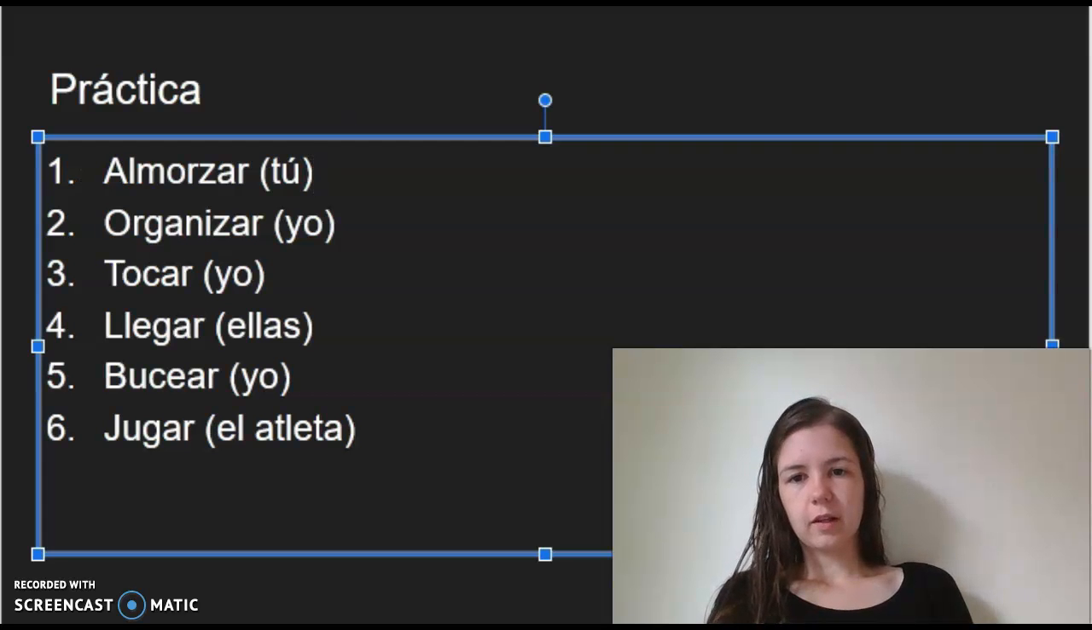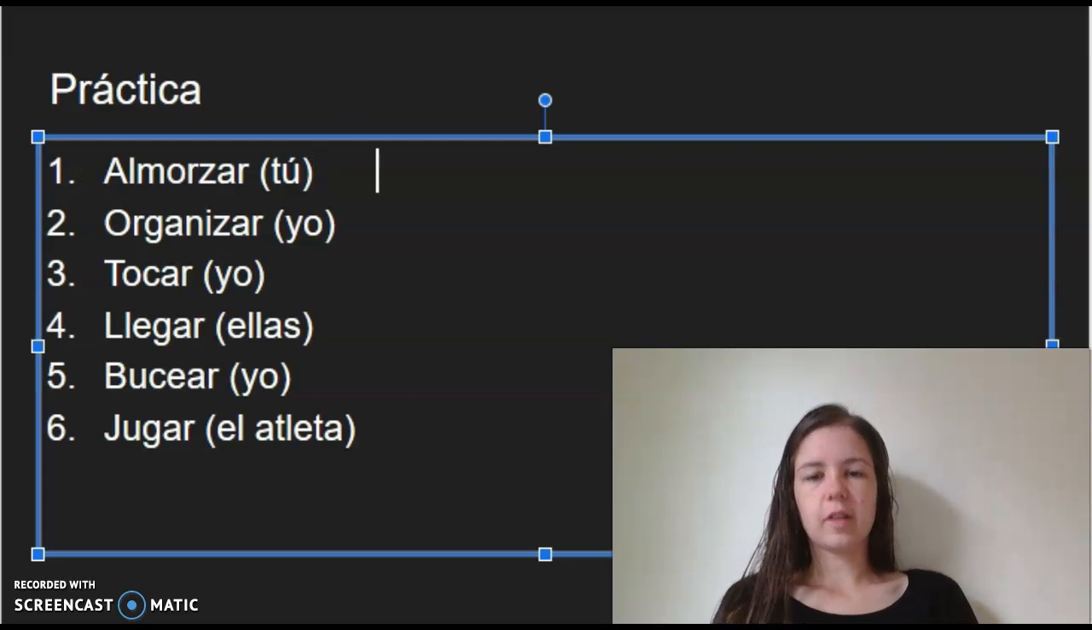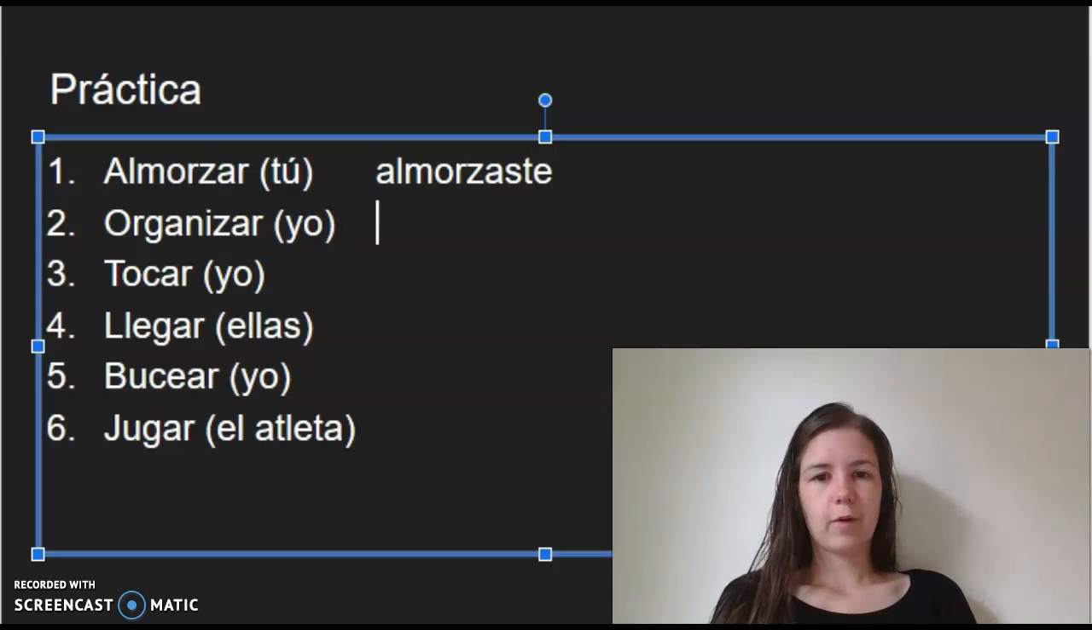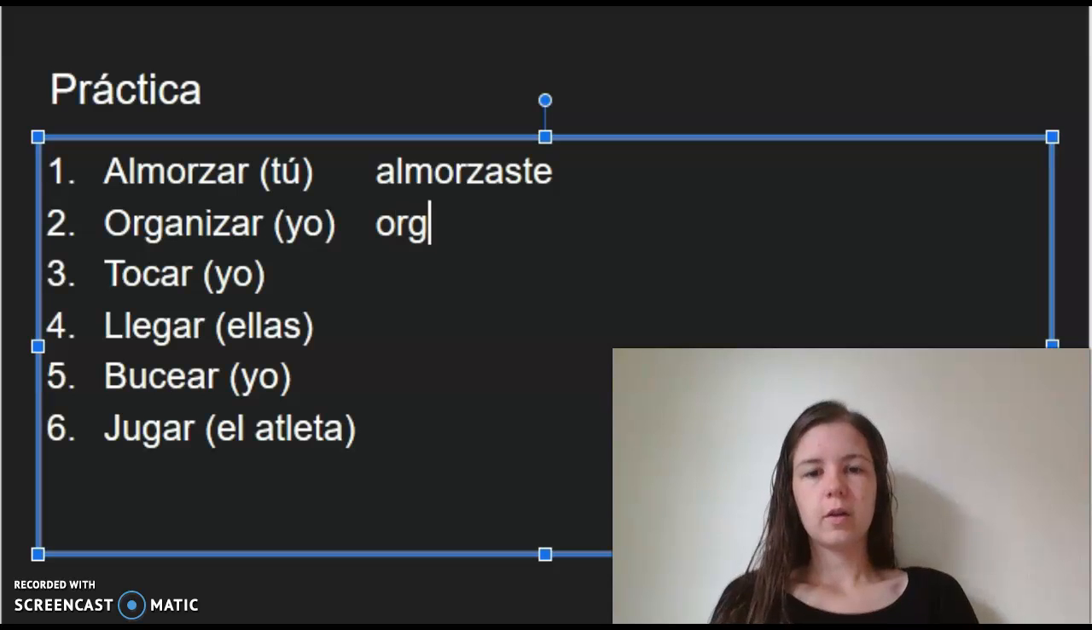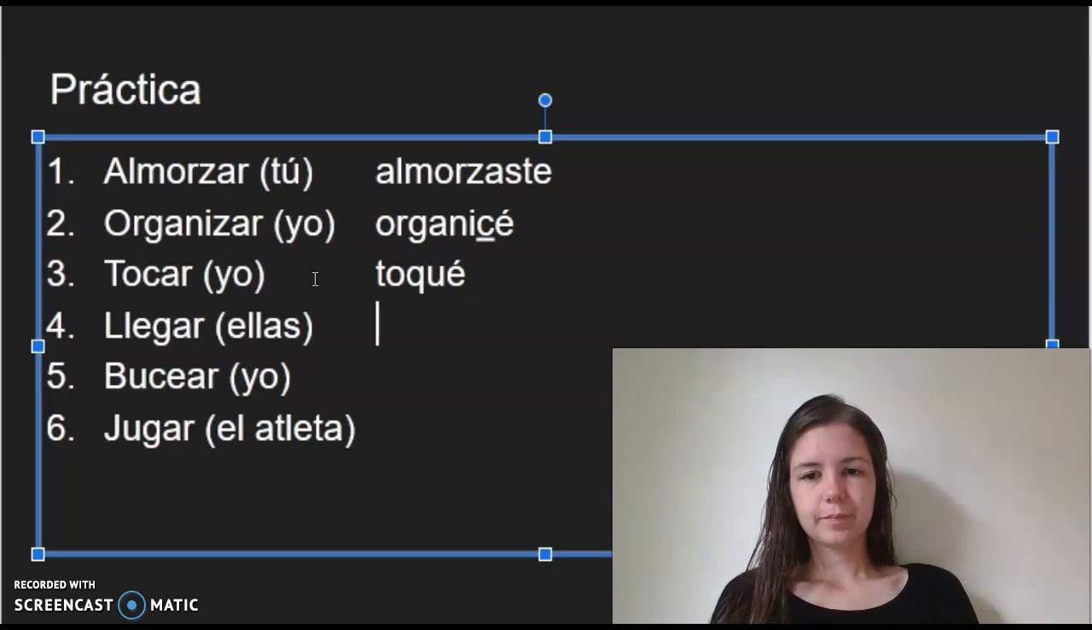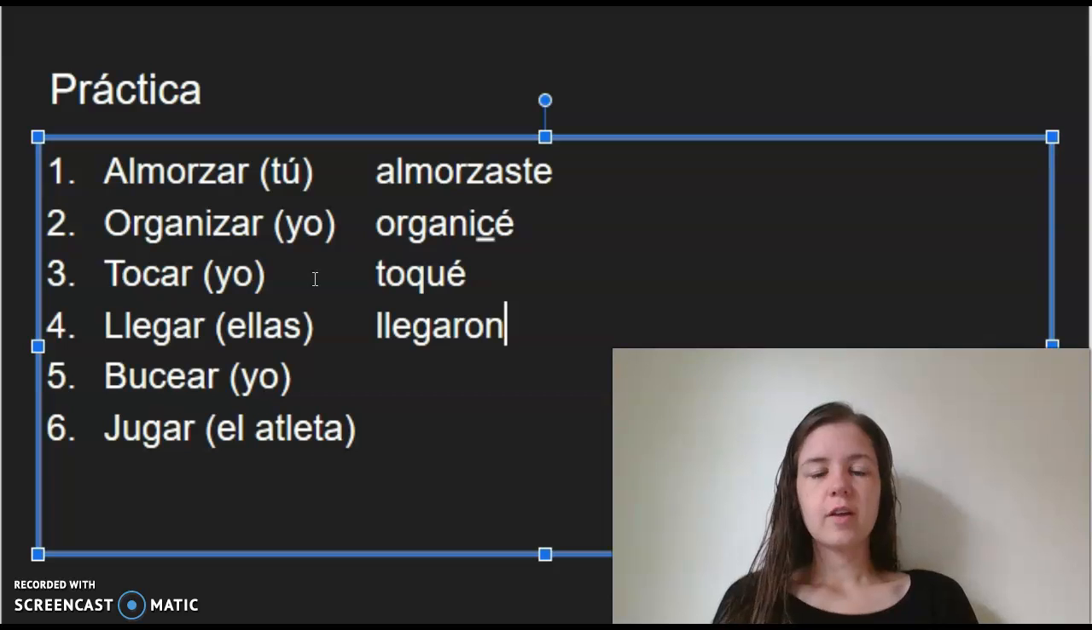So I'm going to do some practice. Remember, it's only the yo ones that have to change. So for instance, when I go to conjugate almorzar in the preterite, take off my AR, the new ending is aste. That one I don't have to change the spelling because it's not a yo one. Organizar, take off my ending. Organicé, Z has to change to a C because it's in the yo form. Tocar, this is a yo one, C changes to QU, and then I have my E ending. Llegaron, this is not in the yo form, so it's just the normal G spelling.